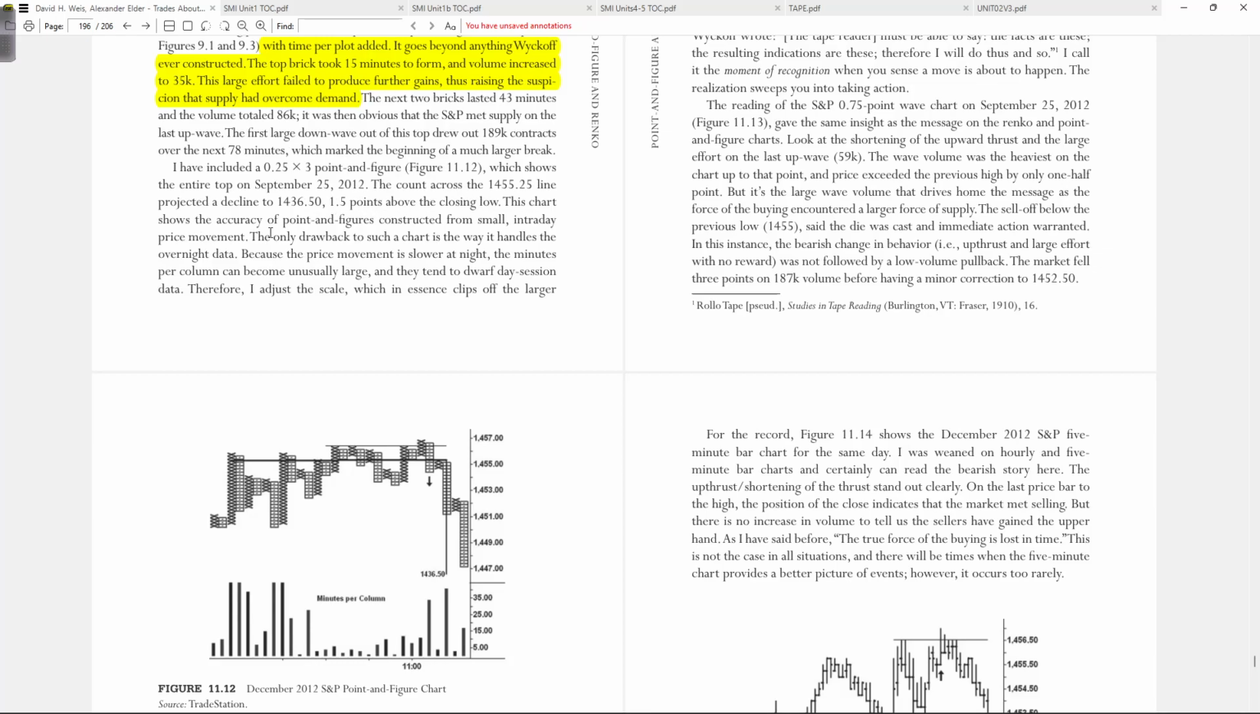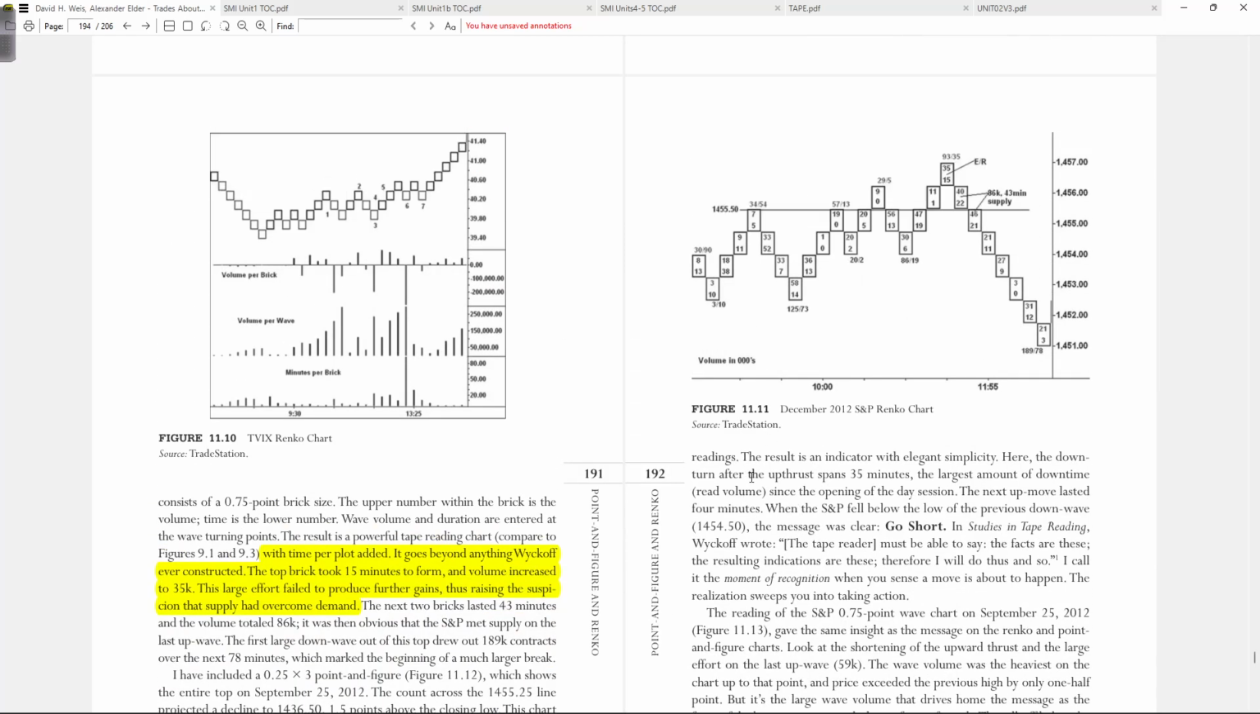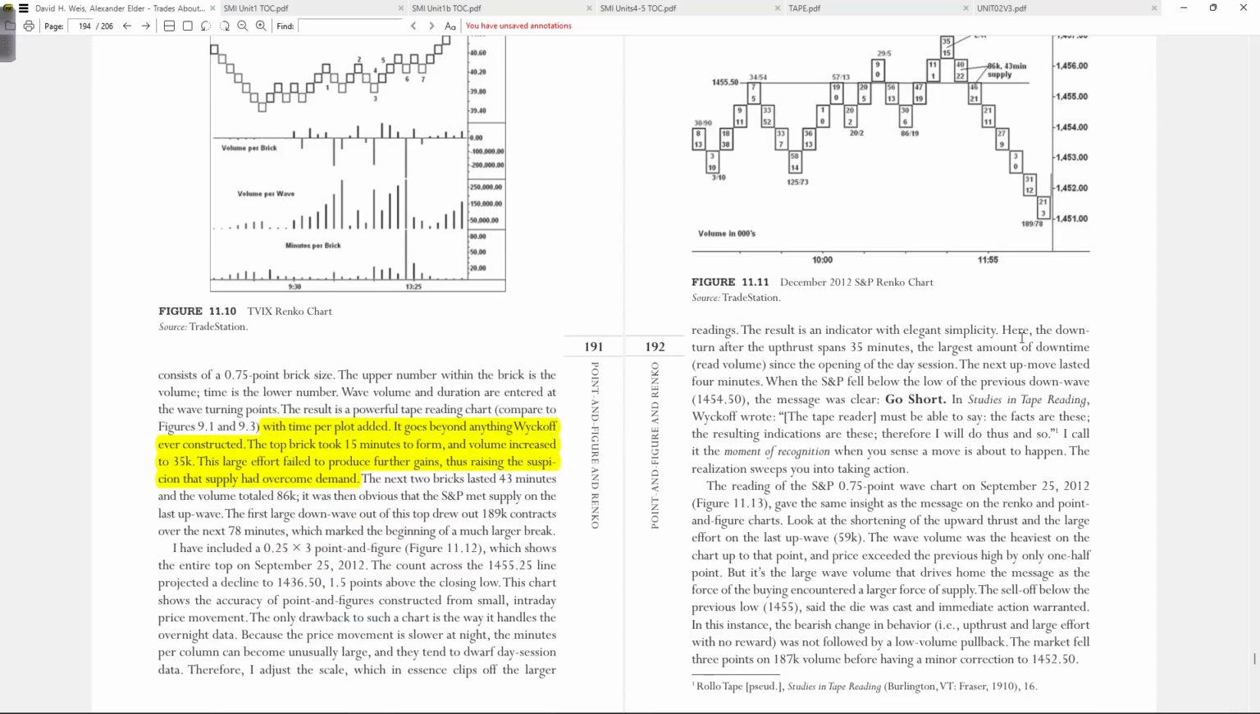This chart shows the accuracy of point and figures constructed from a small intraday price movement. The only drawback to such a chart is the way it handles the overnight data. Because the price movement is slower at night, the minutes per column can become unusually large and they tend to dwarf day session data. Therefore, I adjust the scale, which in essence clips off the larger readings. The result is an indicator with elegant simplicity.